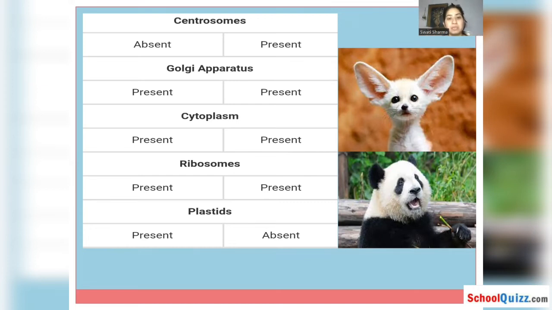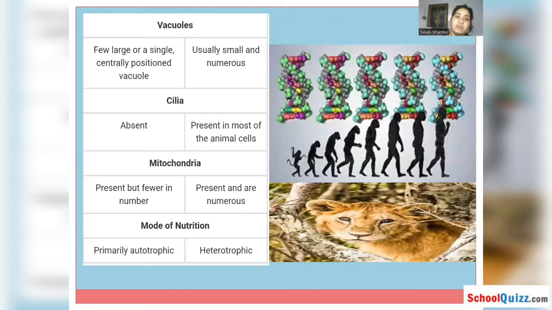Then comes plastids. Plastids are present in case of plant cell, whereas they are absent in the case of animals. Plastids are responsible for various colors and variety of beautiful flowers and pigments which are present in the plant. They all are because of the plastid which is present in plants. Then if we talk about vacuole, vacuoles are very large in plant cell, but they are very few in number. A single centrally positioned vacuole is present in plant cell. But if we talk about animal cell, usually there are small and numerous vacuoles.